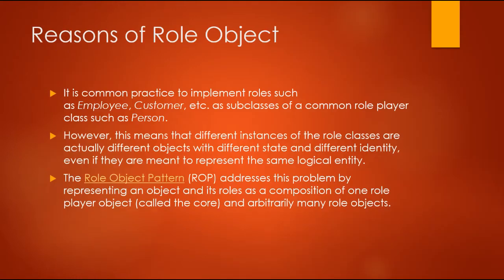Reasons for the role object: it is common practice to implement roles such as employee, customer, etc. as subclasses of a common role player class such as person. However, this means that different instances of the role classes are actually different objects with different state and different identity, even if they are meant to represent the same logical entity. The role object pattern addresses this problem by representing an object in its roles as a composition of one role player object, called the core, and arbitrarily many role objects.